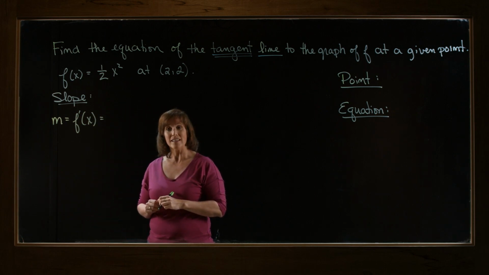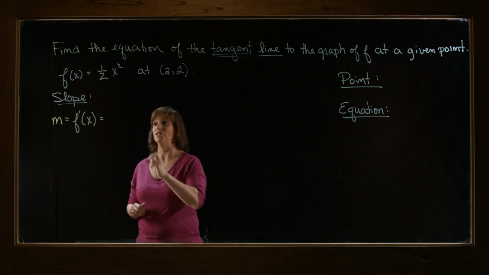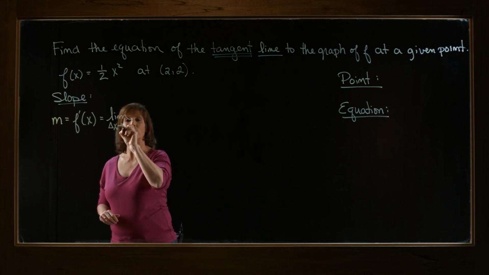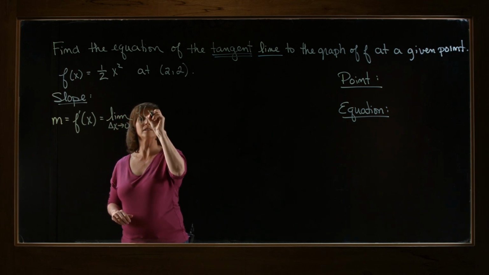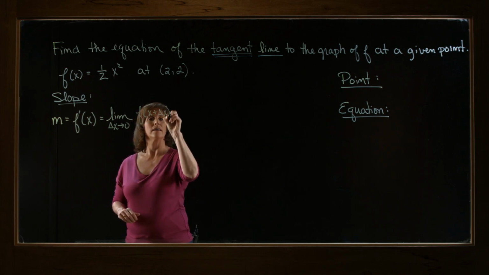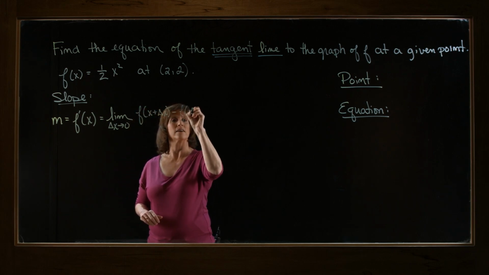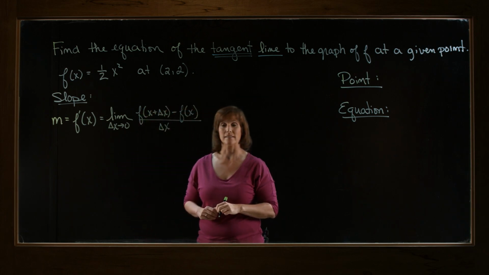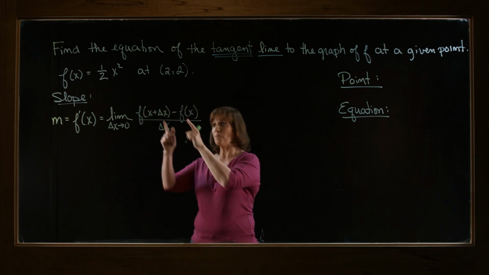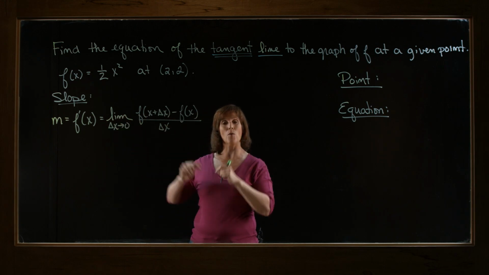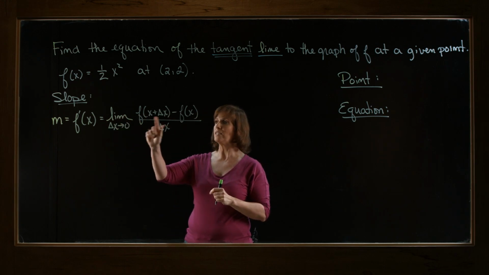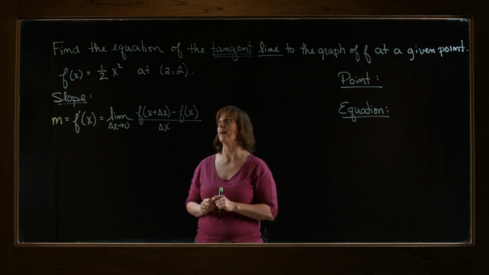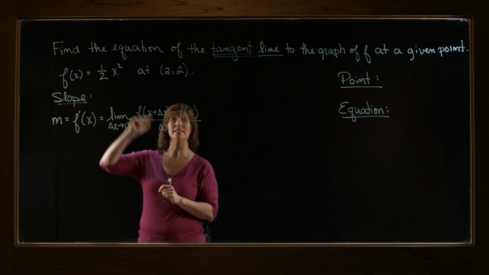Now the way we calculate this is by using our limit definition. So we have the limit as delta x approaches 0 of f of x plus delta x minus f of x all over delta x. We're going to start working on the inside and moving our way out. So the first thing we need to do is to evaluate my function when the input is x plus delta x. Well, my function tells me exactly what to do.